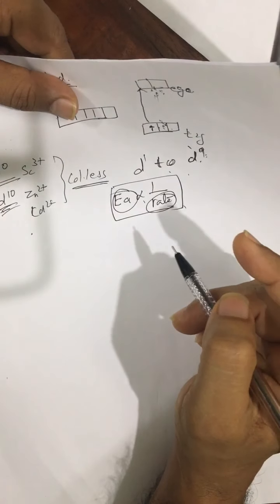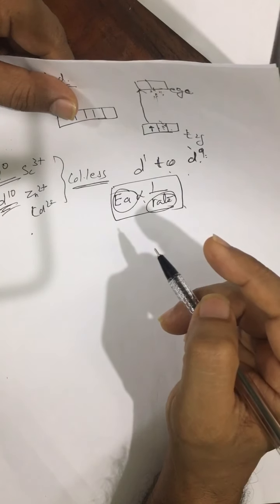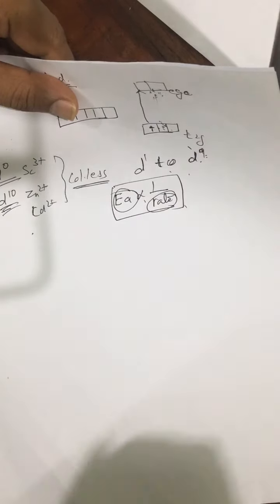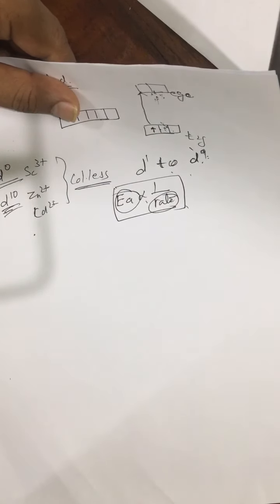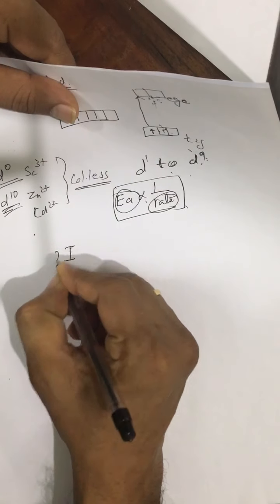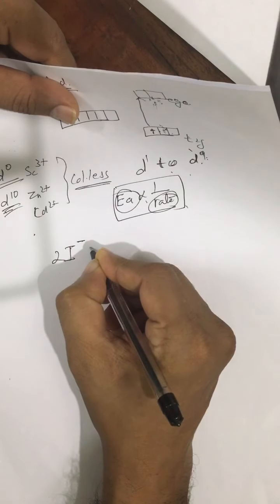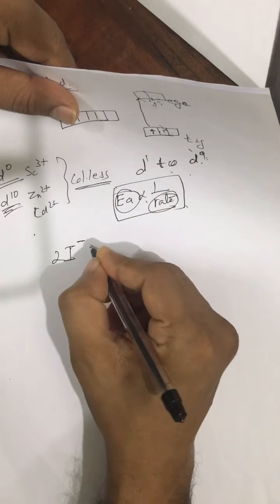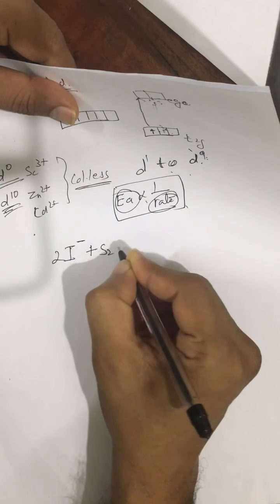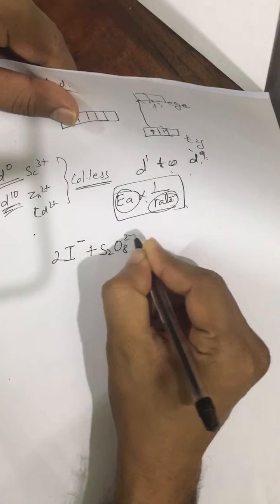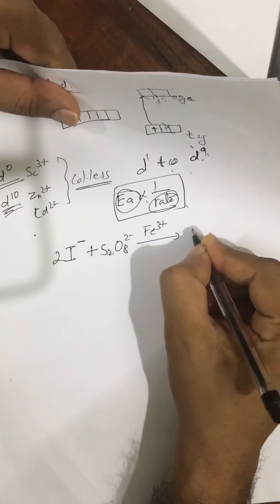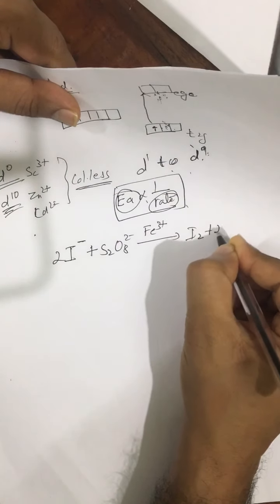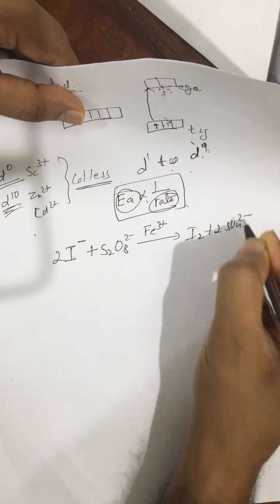The second reason is variable oxidation state. Due to variable oxidation state also, transition elements act as good catalysts, and at least try to remember this example: the reaction of I negative and S2O8 2 negative in the presence of Fe3 positive is converted to I2 and twice SO4 2 negative.